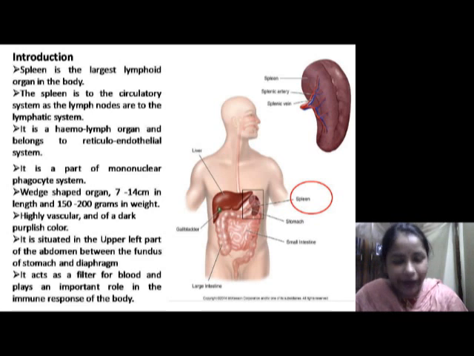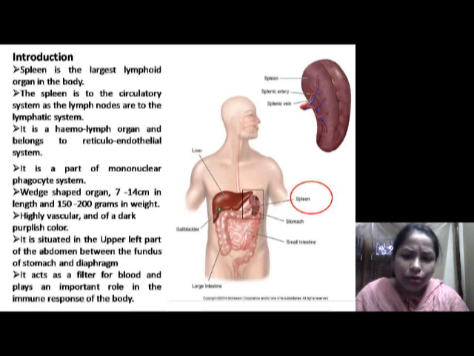Okay, it varies in size and weight during the lifetime of an individual, but in an adult, basically, it weighs about 200 gram, and it is usually about 12 centimeter long, 8 centimeter broad and 3 to 4 centimeter in thickness.